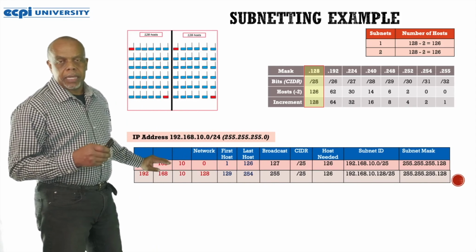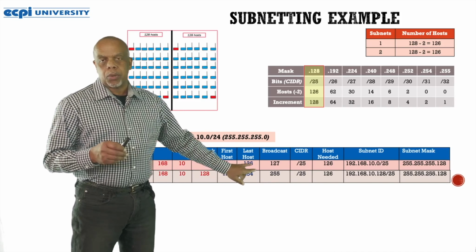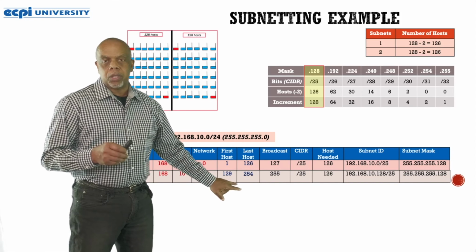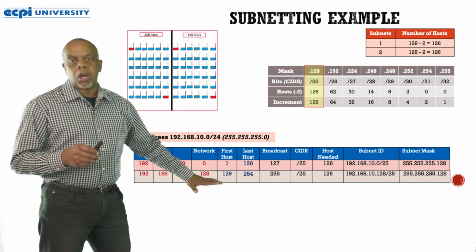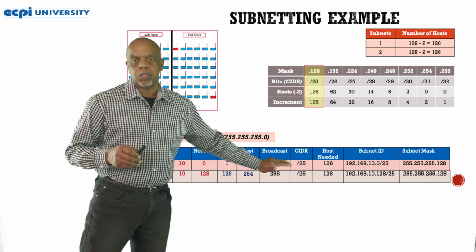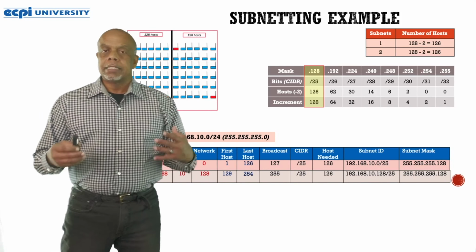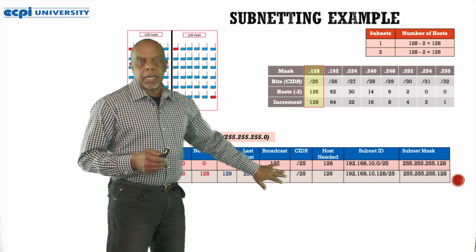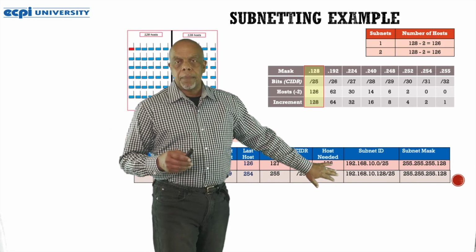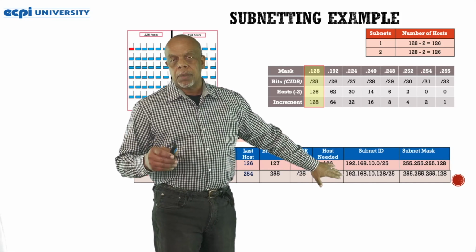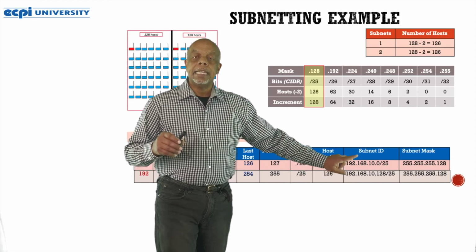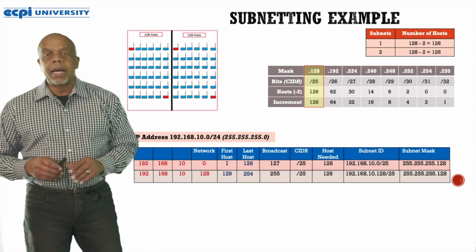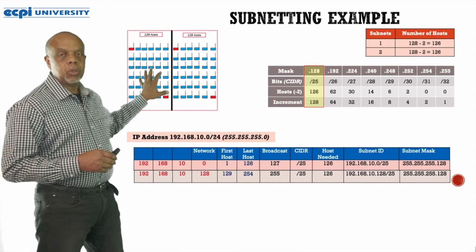So the first subnet is the first 128 with the 126 assignable. The second subnet is going to be 128 with 126 assignable. But it starts at 128 because the first subnet uses 0 through 127. At the end of the day, I still only have 256 in this fourth octet that I can assign. And if I look at the subnet ID, it's going to be 192.168.10.128/25.